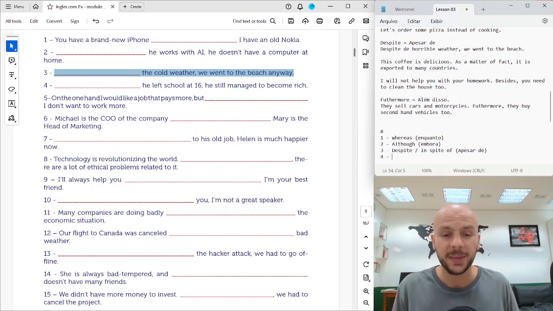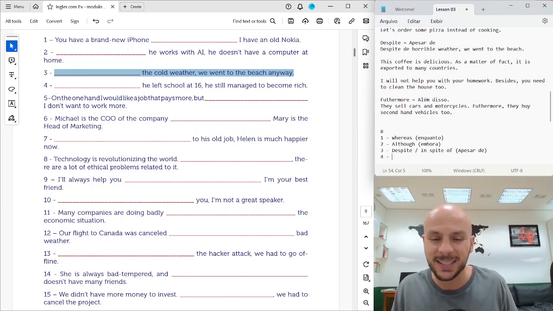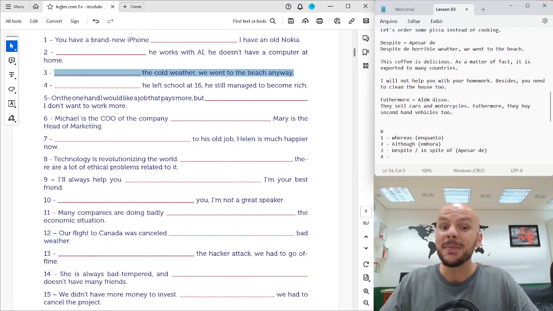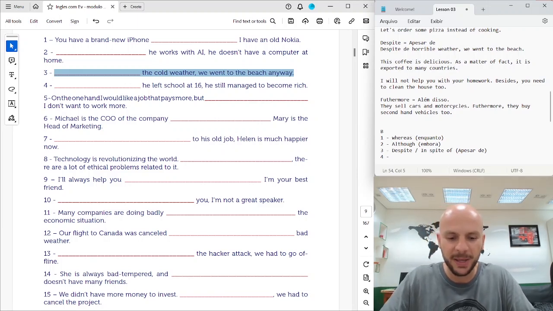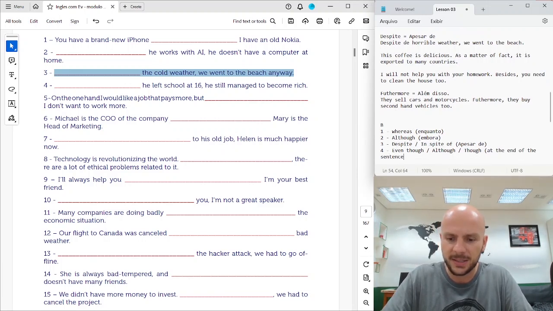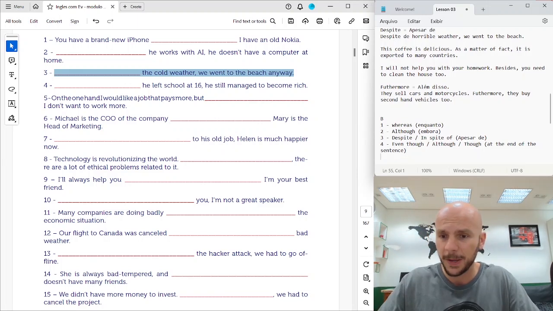Number 4. He left school at 16. He still managed to become rich, okay? He left school at 16. He still managed to become rich. Again, embora, right? The idea here is embora. So it could be even though, which means embora. Could be although. It could be though. Usually though is at the end of the sentence, but it could be in the beginning too, okay?